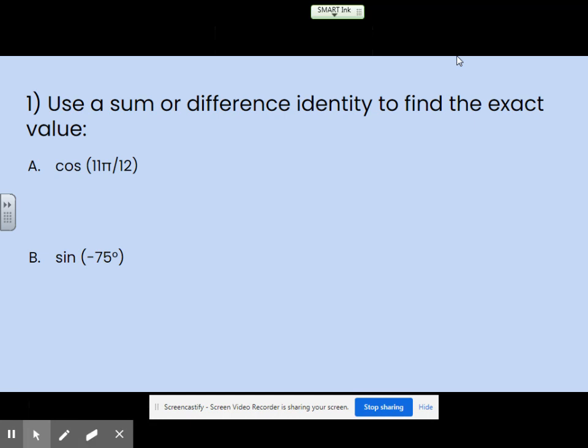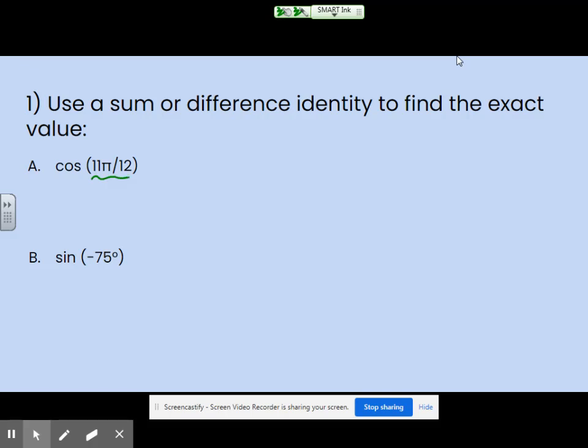This is from the worksheet we did in class, or it should be on Players if you haven't looked at it. But I just wanted to go through some of them, all of them. All right, so our first question is using a sum or difference identity to find the exact value. Exact value means I'm not just going to punch it into a calculator. I want to find an exact value, probably using our unit circle.